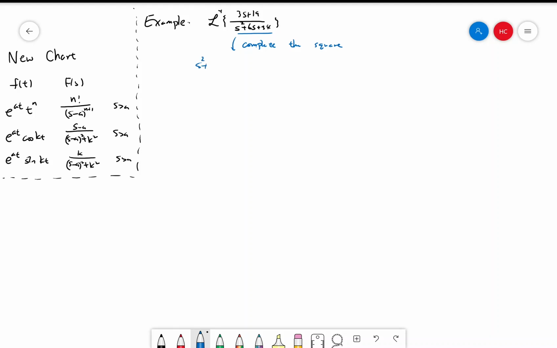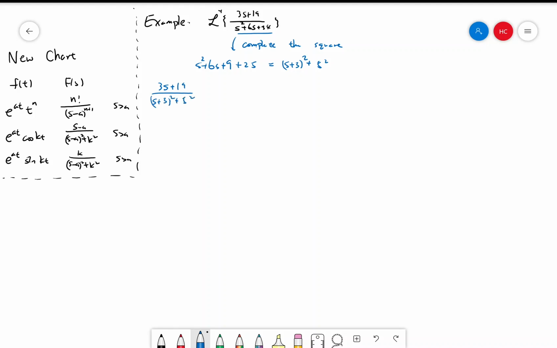So s squared plus 6s: the middle term is 6, divided by 2 is 3, and we square 3, which is 9. So 9 is the number needed to complete the square, and 34 minus 9 is 25. This is equal to (s + 3) squared plus 5 squared. So that means the original fraction is equal to (3s + 19) over ((s + 3) squared plus 5 squared).